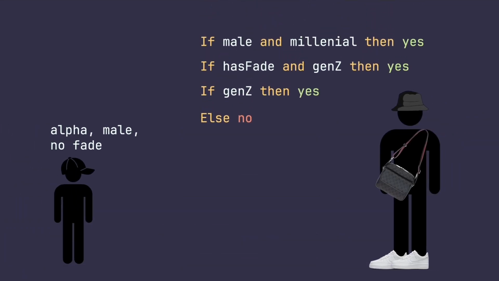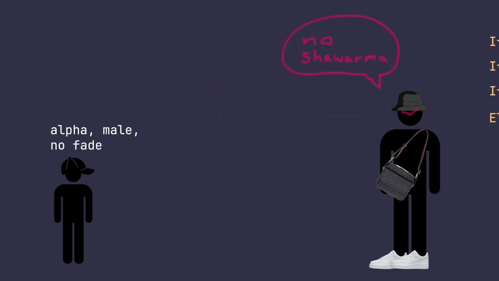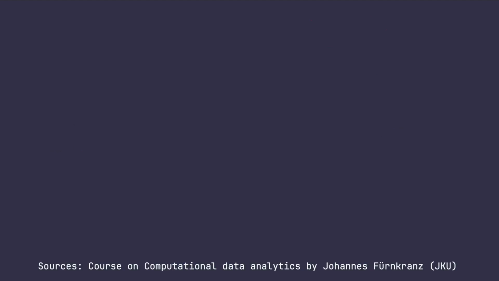So now with our rule set, we can try to actually predict, let's say, little George, I think I called him. And let's see, he is alpha and he is male and he has no fade. And it would say that he still doesn't like a shawarma. And so Ahmed basically says, you won't like this, go out of my shop. I don't need you as a customer. Thank you. And yeah, that was predictive rule learning.